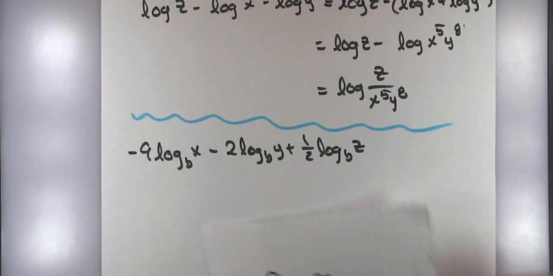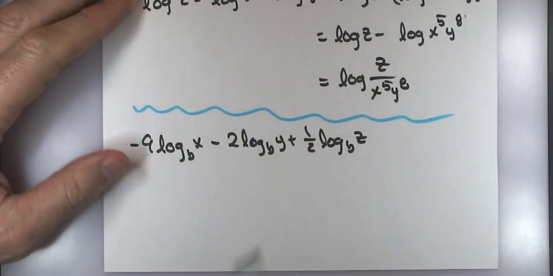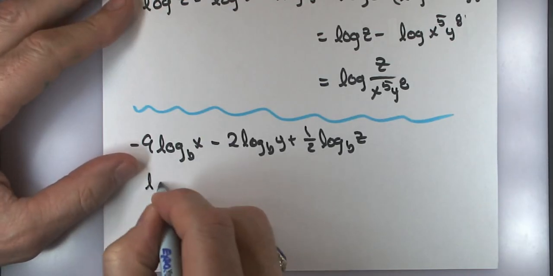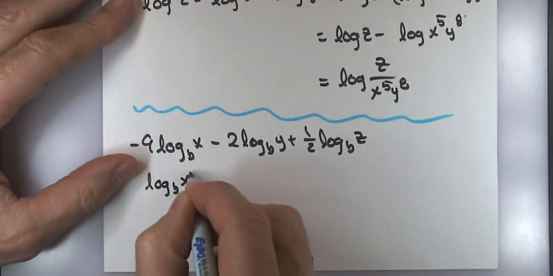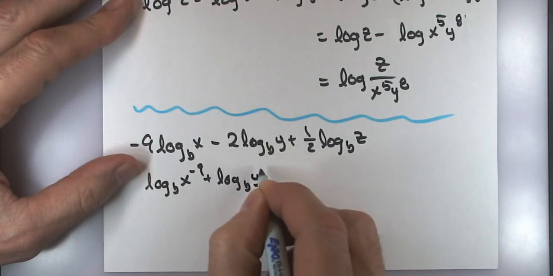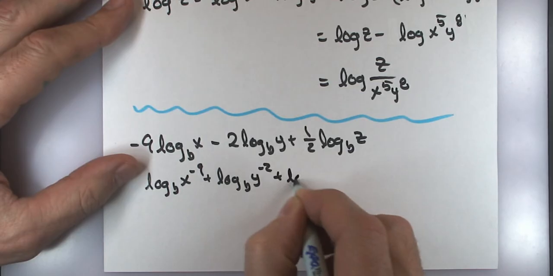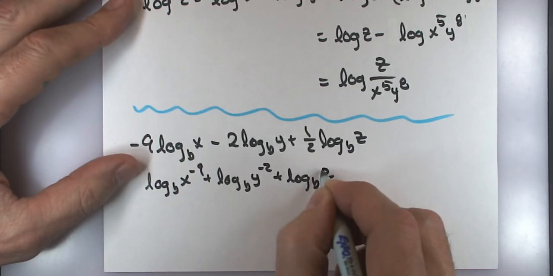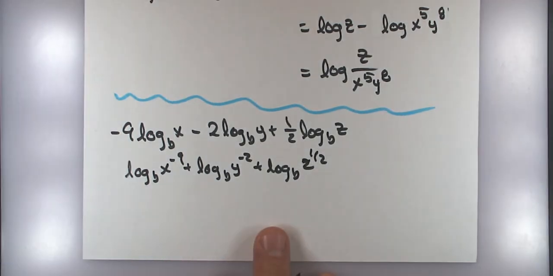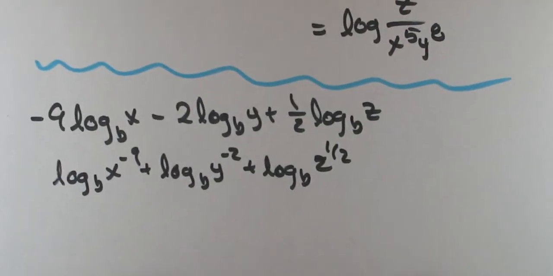So, a couple ways you can do this one. I will show a little bit more detail in one little aspect, but it's going to start out like this. I'll rewrite this as log base b of x to the negative ninth plus log base b of y to the negative second plus log base b of z to the 1/2. Now there's a couple things that I saw in walking around.